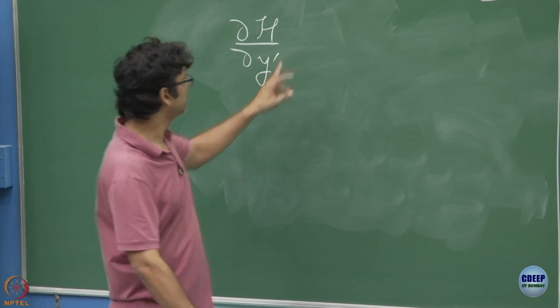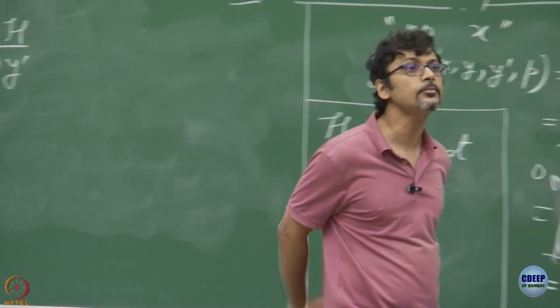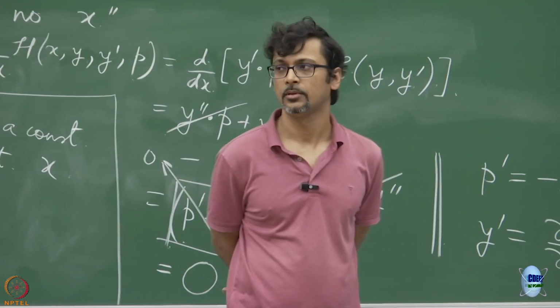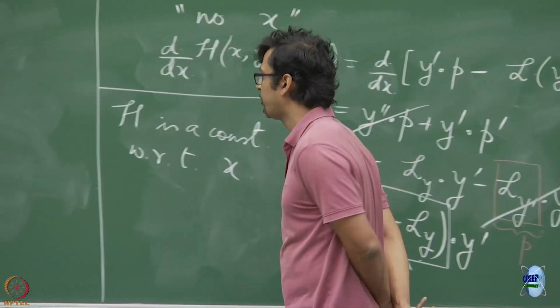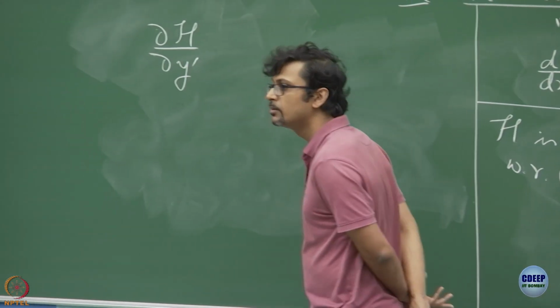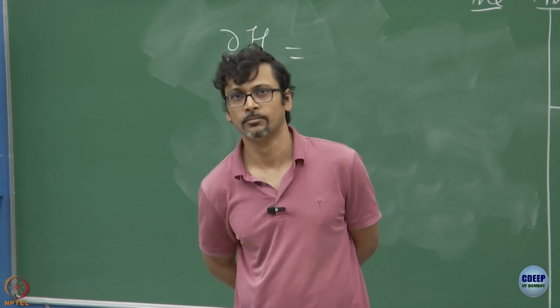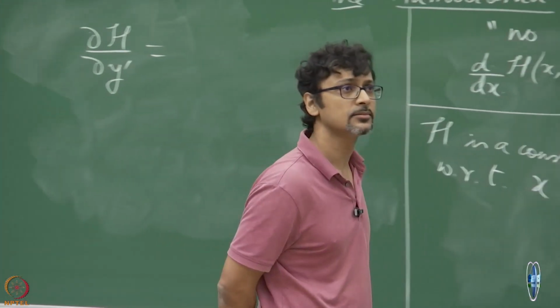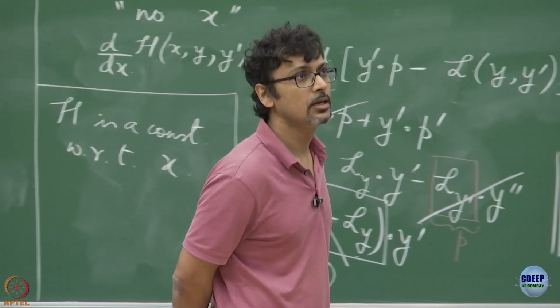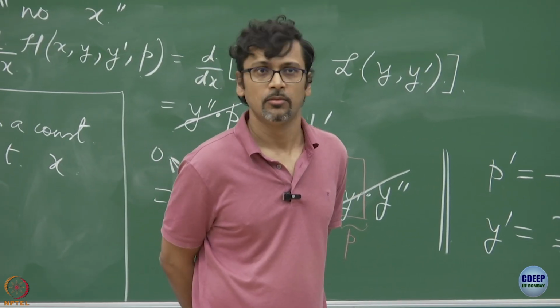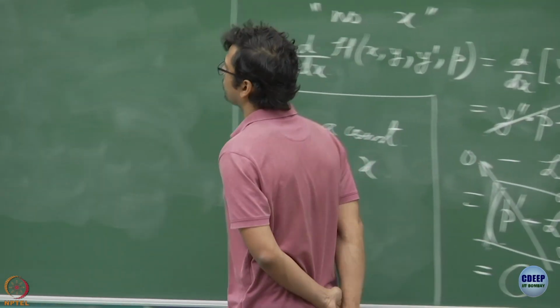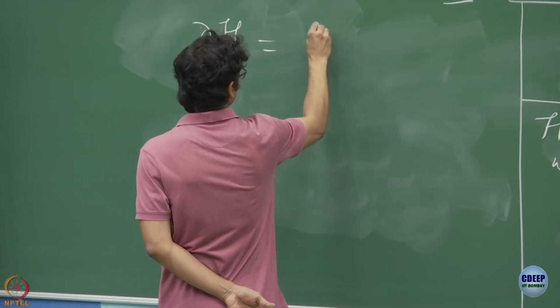What do you say about this object here? Again, revert to the, flip your pages and see the definition of the Hamiltonian and tell me what this should lead to. Would it? Why so? Why would you say that? The first term contains P dot product with y dash. So when you take the partial with respect to y dash, you are left with P.